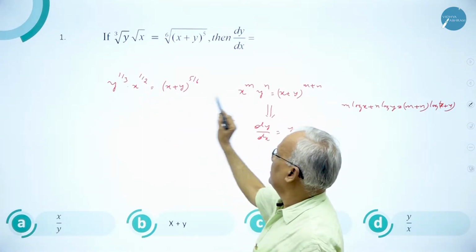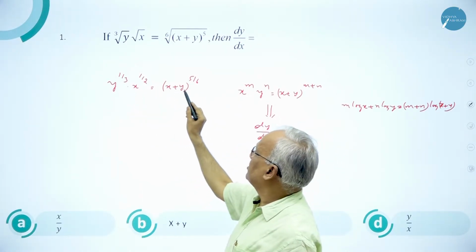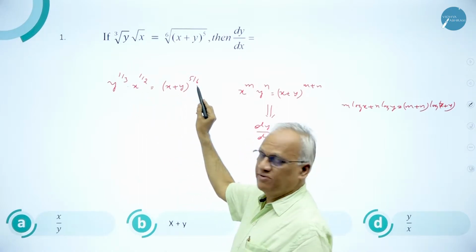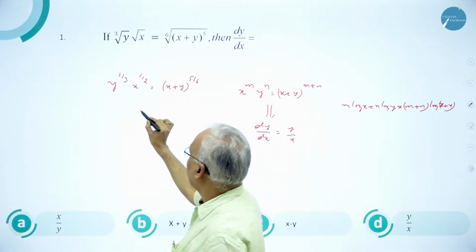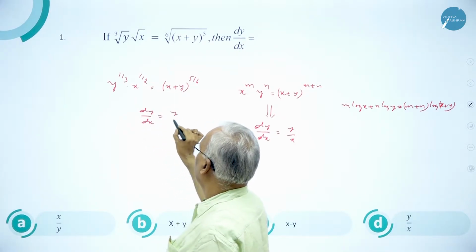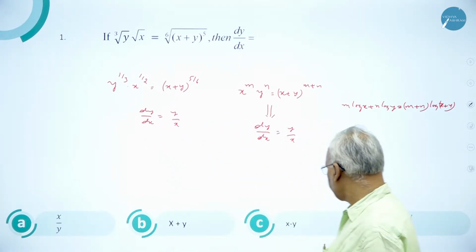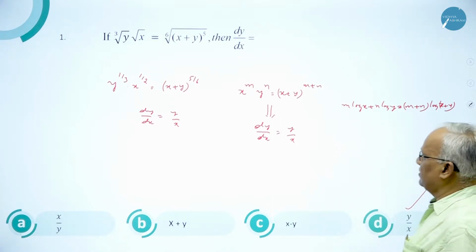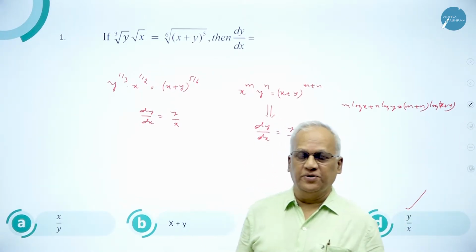Compare this with this. x power m into y power n is (x plus y) to the power 1 by 2 plus 1 by 3, which is 5 by 6. Therefore, I can write dy by dx is equal to y by x directly. Therefore, the answer is D. This is the answer. We go to the next question.